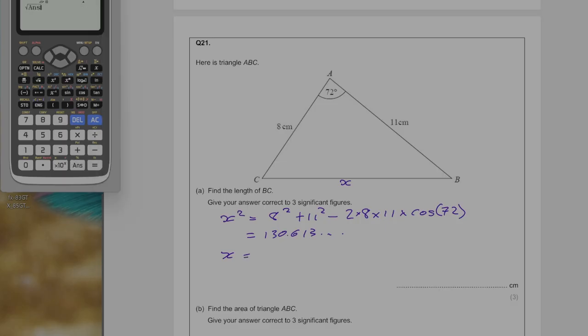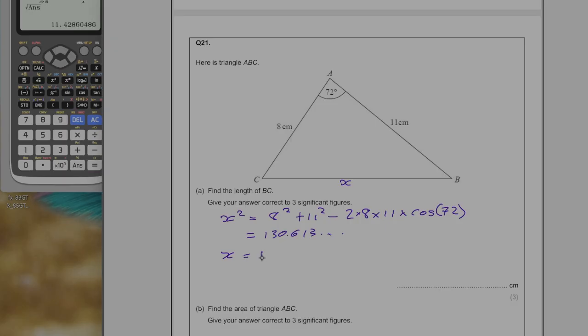So square root, my answer gives me, and again I'll write it more accurately than needed to start with, dot dot dot. No rounding happened. 3 significant figures, 1, 2, 3. So that's my 3rd significant figure. So I'm looking at 11.4.